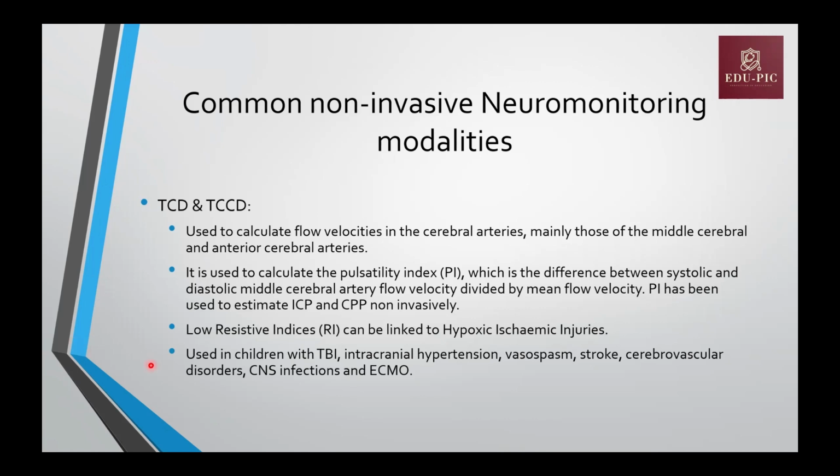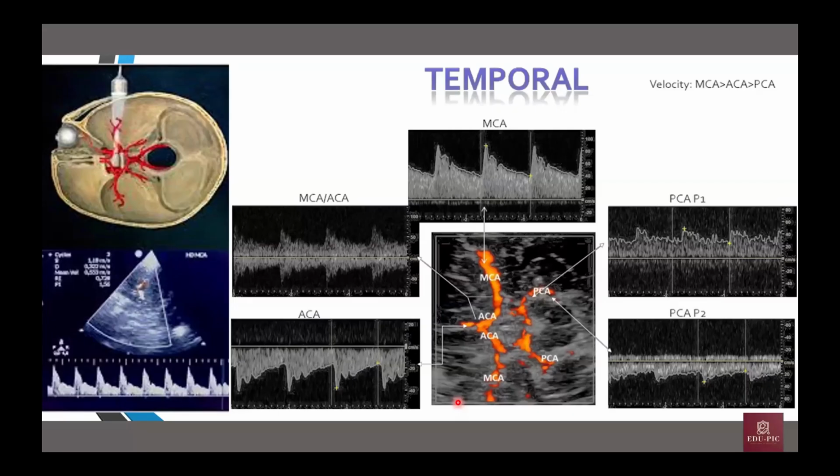We've been using transcranial Doppler and transcranial color Dopplers in children with TBI, intracranial hypertension, vascular vasospasm and stroke, cerebrovascular disorders, sickle cell disease, CNS infection and ECMO, with very promising science and an evidence base coming behind it to support it. There's a big group of centers now using it specifically for children on ECMO as well. And this is just to give you a hint of it.